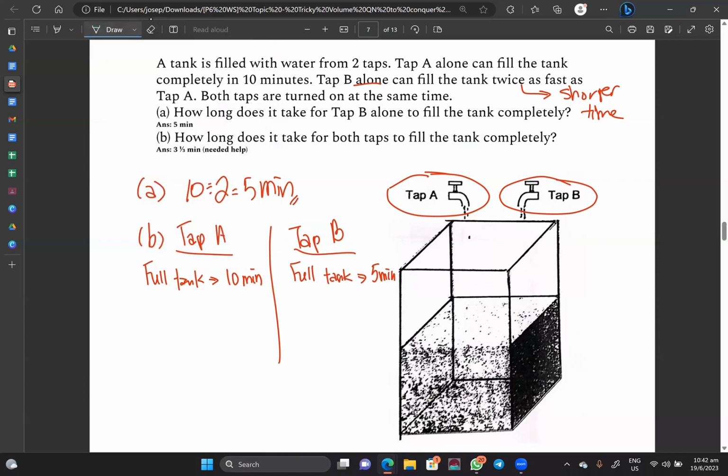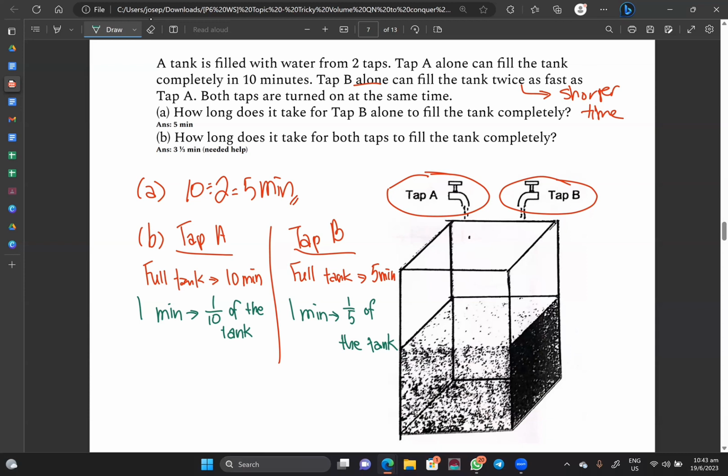Now once I'm done with this, what I want to do is this. I want to ask myself, what can tap A fill in 1 minute? So tap A can fill 1/10 of the tank. I say that again. Tap A can fill 1/10 of the tank in 1 minute. Well, for tap B, it will be 1/5 of the tank. If you think about it, it makes sense. Can you see how tap B actually just needed half of the time, according to the question?